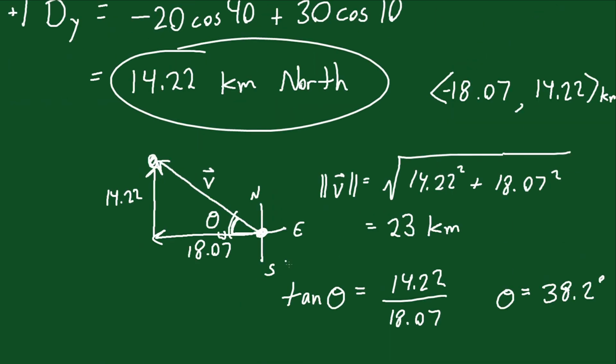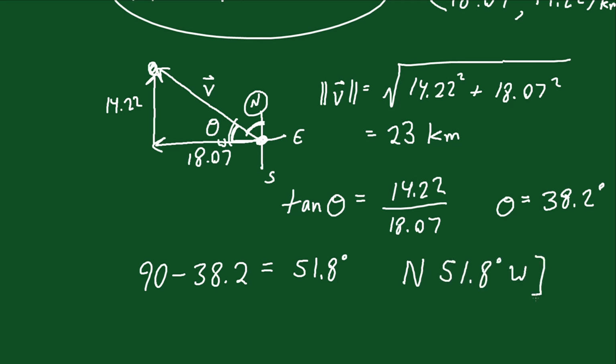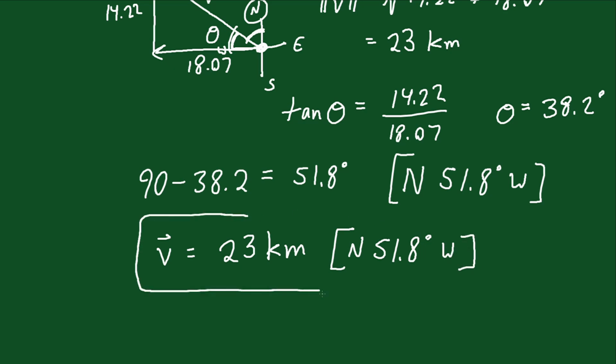And so I'd like to, for my answer, write north something west. So really I want to have this angle in here instead. So instead of 38.2 degrees, what I'll use is 90 minus 38.2. And if you do that, what you should get is 51.8 degrees. So for my direction, I'm going to say north 51.8 degrees west. That's going to be my direction. So for my final answer, vector v is equal to 23 kilometers north 51.8 degrees west.